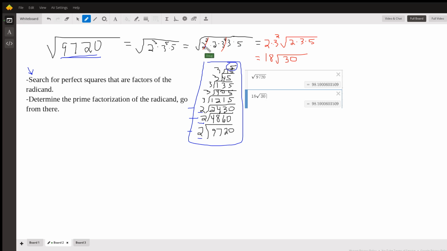And we can take the square root of 2 squared, which is 2. The square root of 3 to the fourth, take half that exponent, 3 squared. Those are the factors that remain under the radical. And 2 times 3 squared is 2 times 9, or 18. And here's kind of proof that these two radical expressions are equivalent.